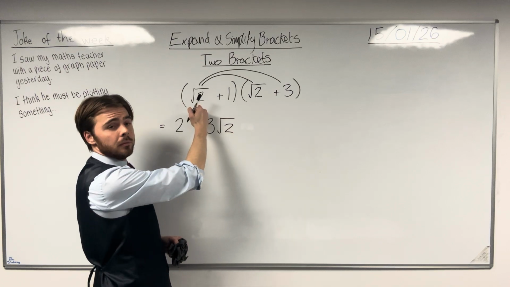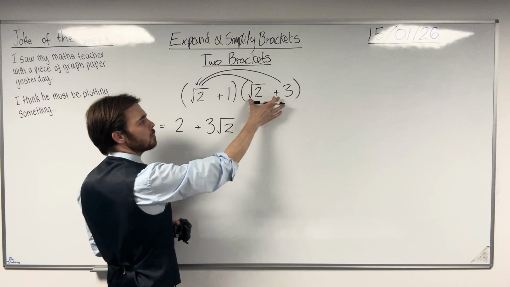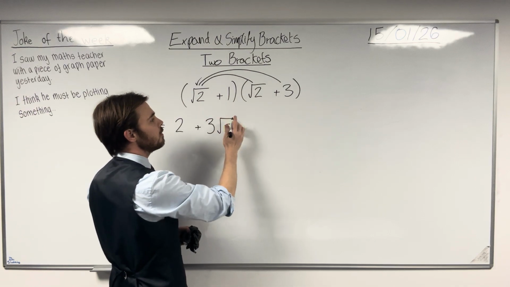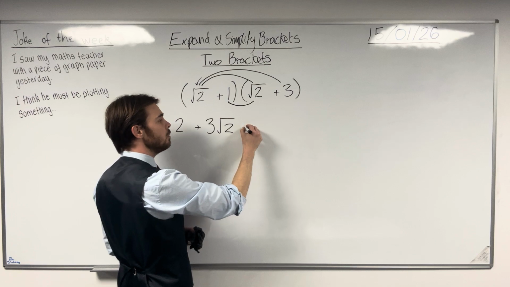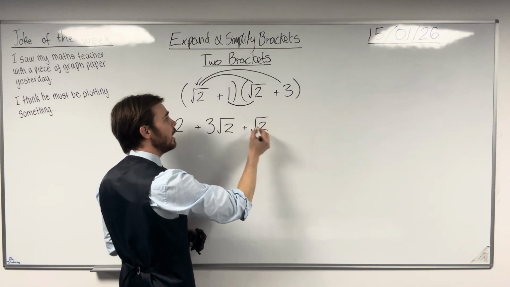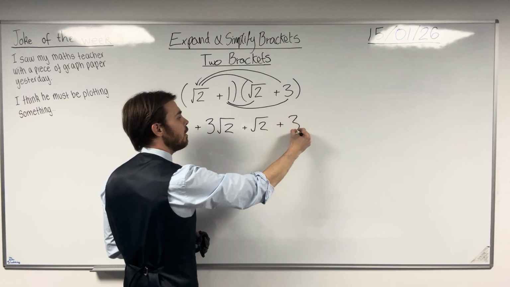That is now done, okay? You can almost like tick it off. I have done all of root 2 multiplied by this bracket. Now I'm going to move on to the second thing. So I've got 1 multiplied by root 2, which gives me root 2. And then I've got 1 multiplied by 3, which gives me 3.